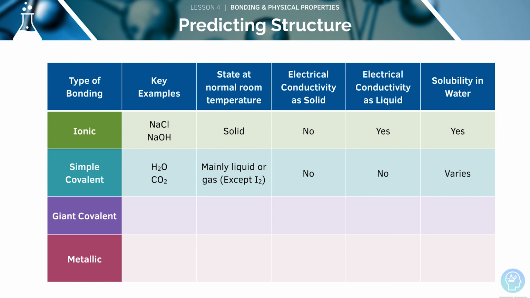Now, let's look at giant covalent substances. Our examples for this are graphite and diamond. These are found as solids at room temperature, and they don't conduct electricity apart from graphite, as we saw earlier. They aren't found as liquids, and they are not soluble in water.